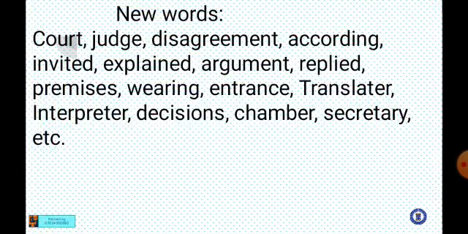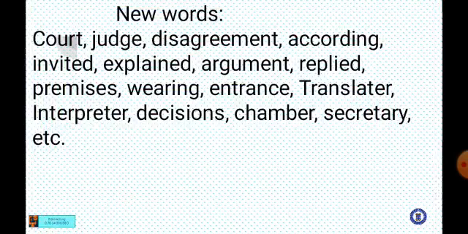Court, judge, disagreement, according, invited, explained, argument, replied, premises, wherein, entrance, translator, interpreter, decisions, chamber, secretary. These are the new words that we picked from the passage. And knowing them and knowing how to spell them will help you to read your passage fluently. So I take them again.